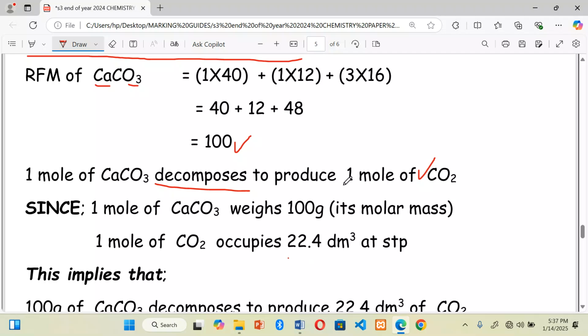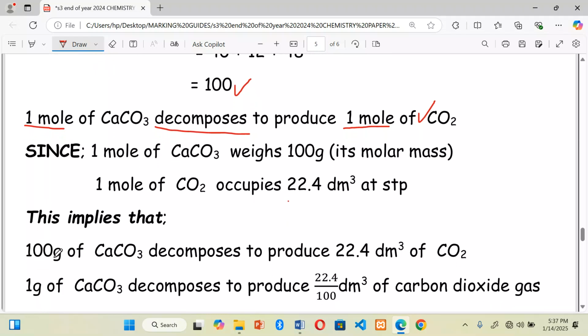So which means we can substitute for 1 mole here, and here. So that's why we say that this implies that 100 grams of calcium carbonate decomposes to produce 22.4 decimeter cubed of carbon dioxide. Good. Then, if 100 grams decomposes to produce that, what about 1 gram? Which means we divide by 100 both sides. So here remains 1 gram of calcium carbonate decomposes to produce 22.4 over 100 decimeter cubed of carbon dioxide gas.